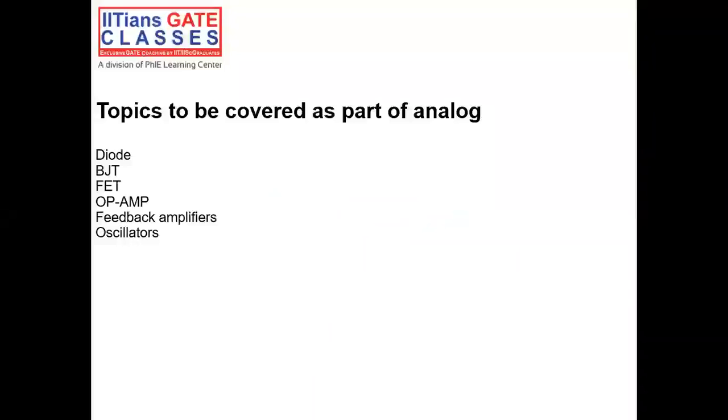So these are the topics that will be covered as part of analog electronics. First basic topic is the diode, followed by BJT, then FET, after that operational amplifier, then feedback amplifiers, and at last there is the oscillator. So we will be covering all these topics one by one in the class. But as this is the demo presentation, I will be briefing you on the basics of diode and which kind of questions are asked in the GATE exam and how to solve them.